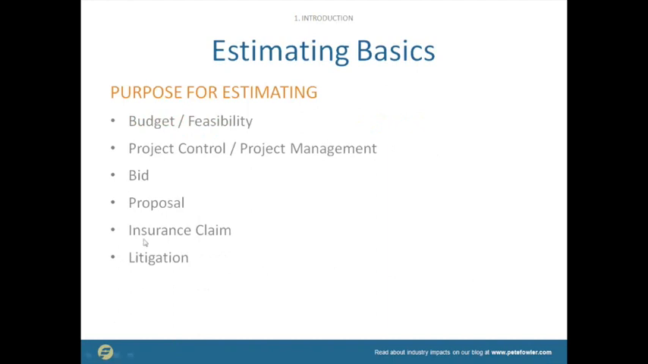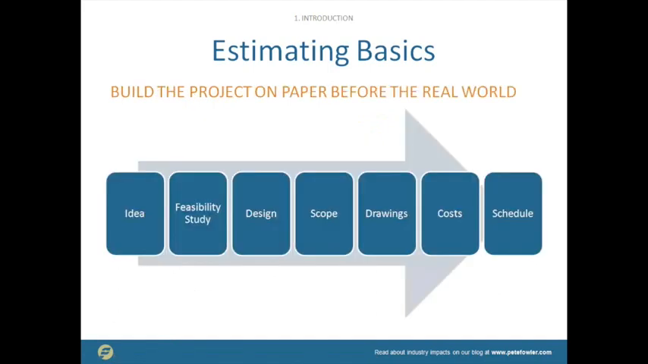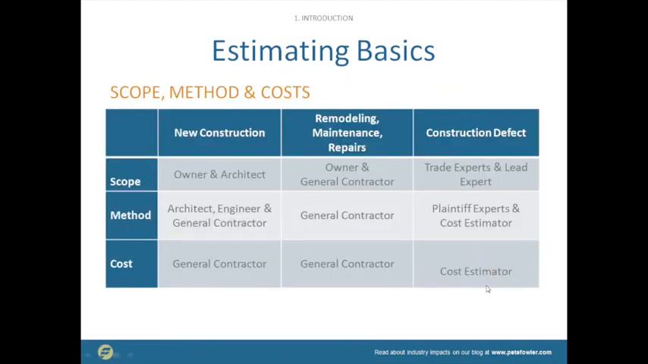So for bids or proposals or insurance claims or litigation, these are lots of reasons for estimating and budgeting. So what we want to do is build the project on paper before we do it in the real world. So we might have an idea or feasibility study, or once we do the design and we have a scope and drawings and cost and schedule, all of these things impact the project, and we need to go through this when we're building on paper before we do so in the real world.